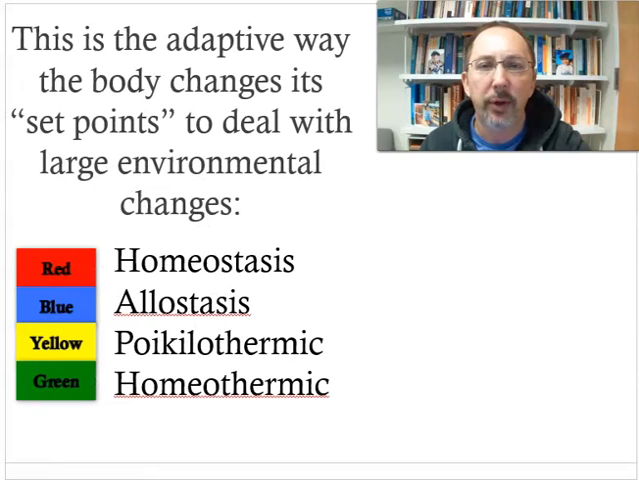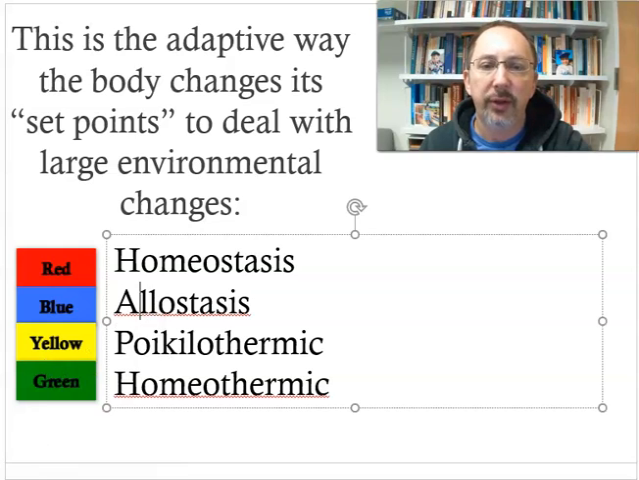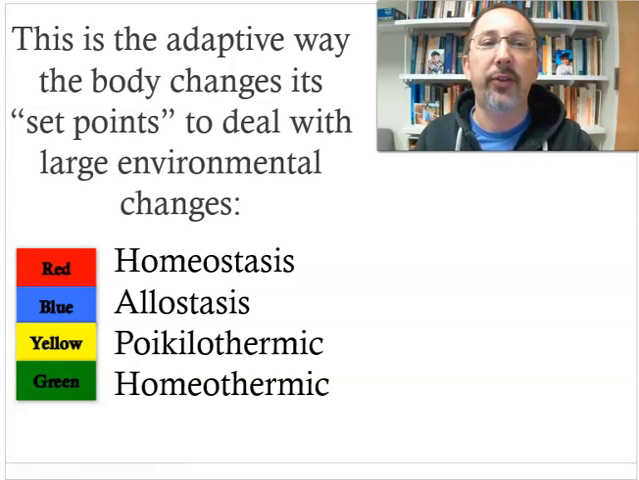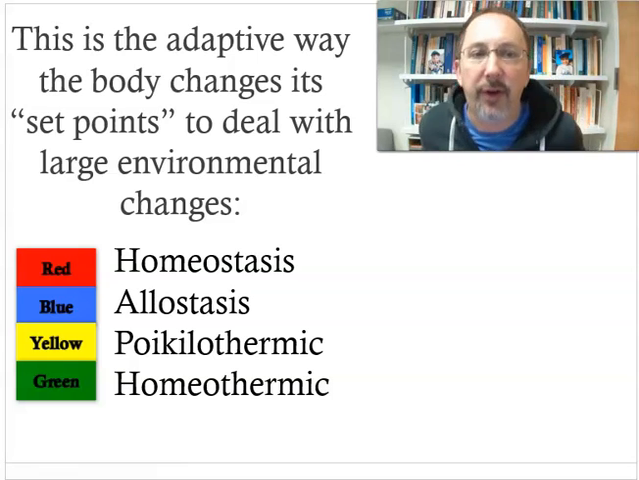All right, how are we doing? This is the adaptive way the body changes its set points to deal with large environmental changes. What is this called? Is it homeostasis, allostasis, poikilothermic, or homeothermic? And the answer is allostasis. Big environmental changes. This is the example of going to a low oxygen environment, for instance.